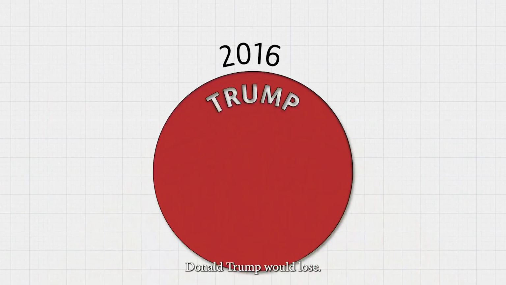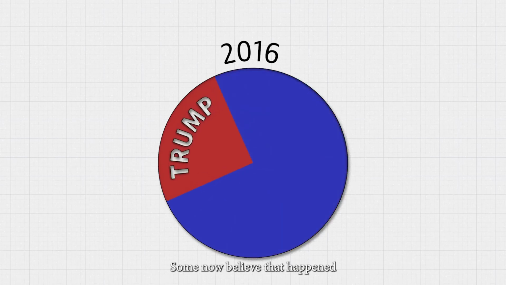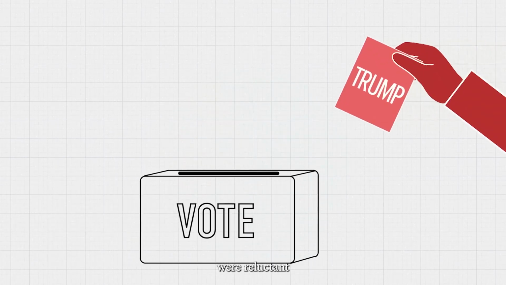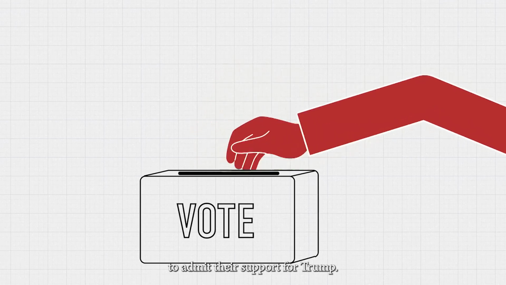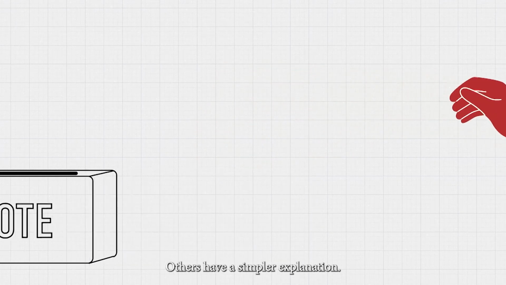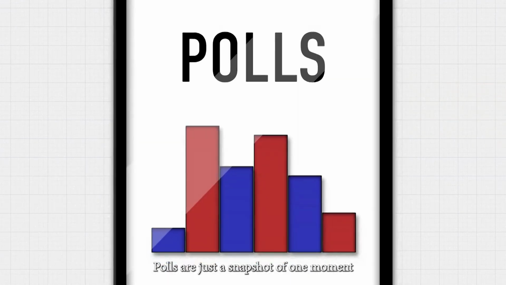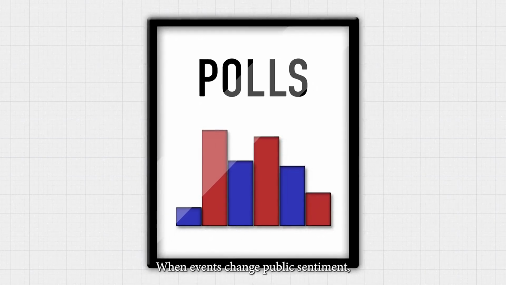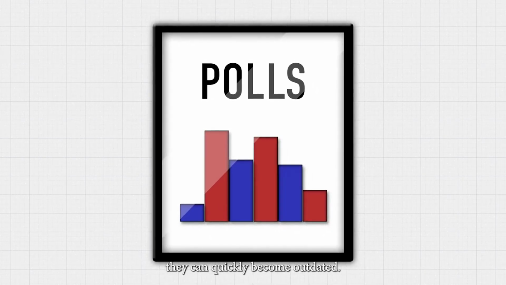In 2016, most polling suggested Donald Trump would lose. Some now believe that happened because some shy voters were reluctant to admit their support for Trump. Others have a simpler explanation. Polls are just a snapshot of one moment in time. When events change public sentiment, they can quickly become outdated.